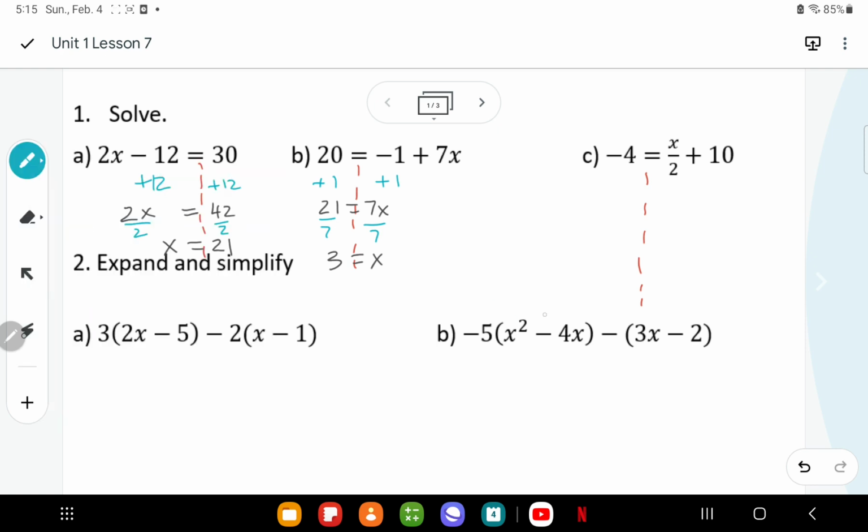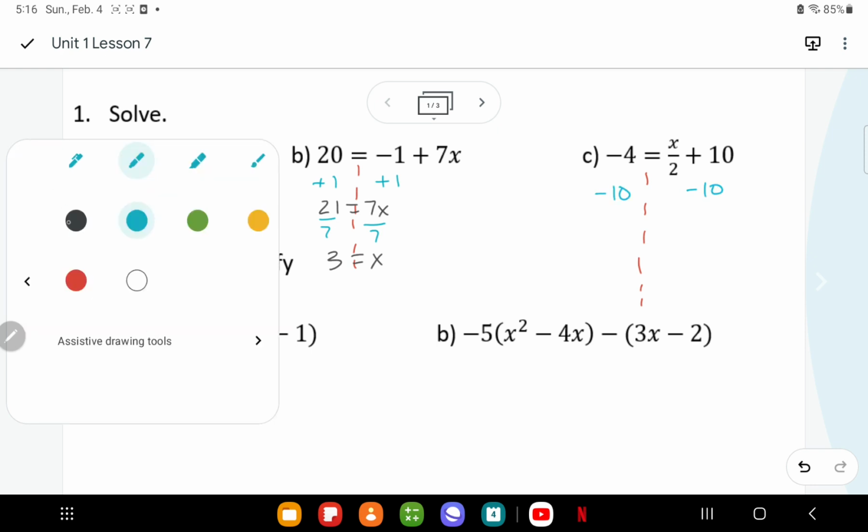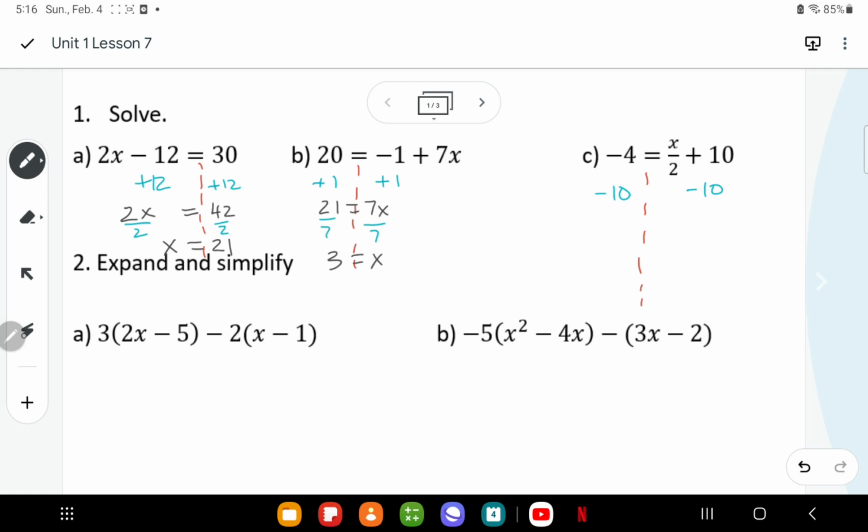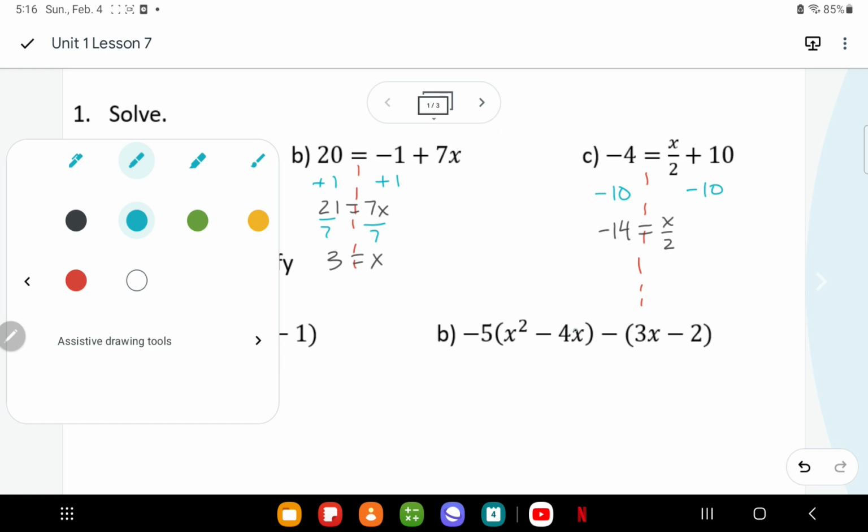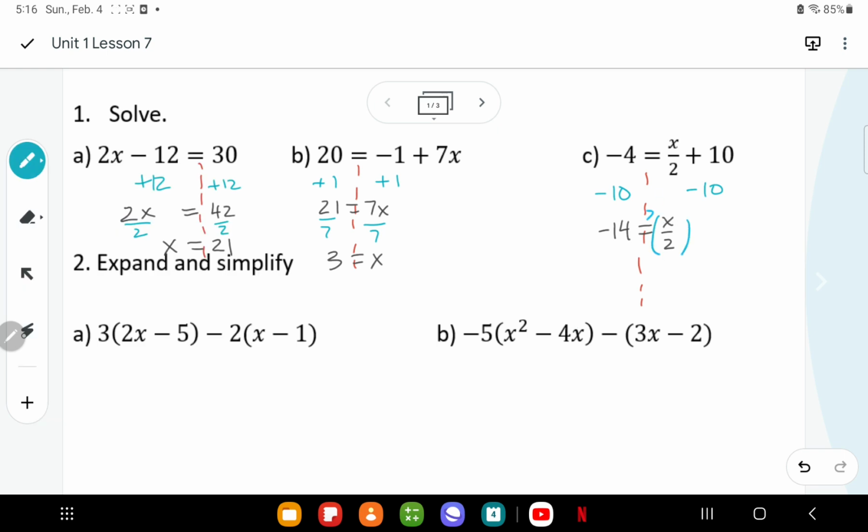And the last one, we want to undo the plus and minus first. So that's not the opposite of plus. Opposite of plus is -10 on both sides. So here, -4 minus 10 more is -14 equals x divided by 2. And then I want to undo that division by doing a multiply on both sides. Multiplying by 2, I get -28 equals x. Okay, so that's a review from a few days ago, looking at solving two-step equations.